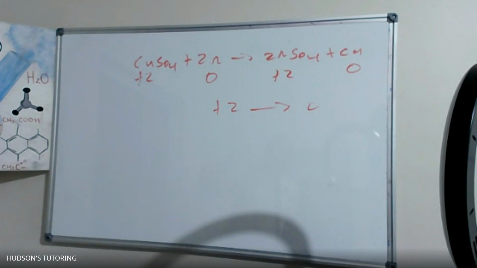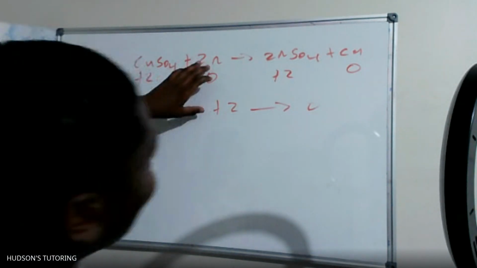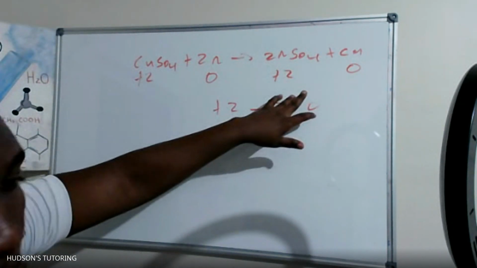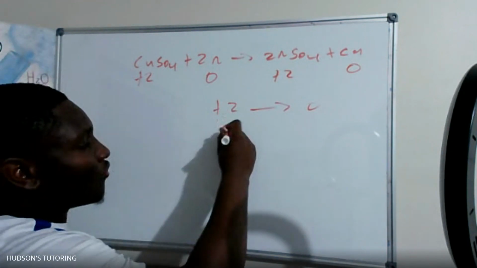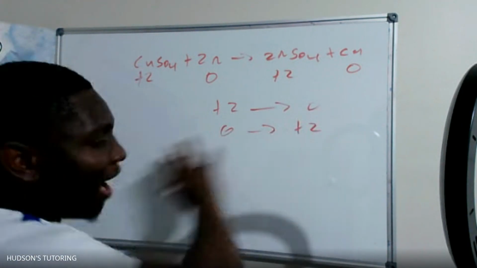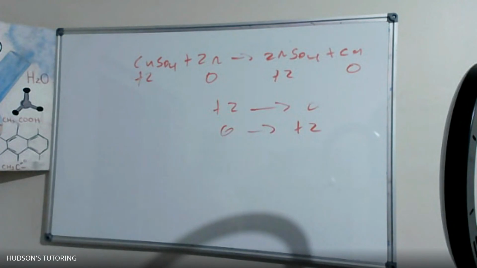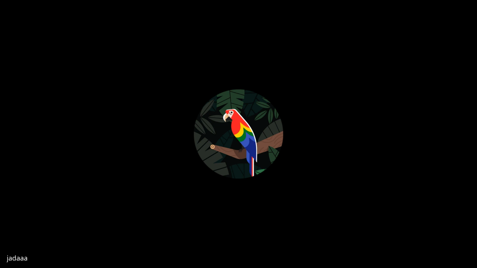Let's look at zinc. Zinc moved from 0 to +2, so because it moved from 0 to +2, it oxidized. There's an increase in oxidation state. You following me? All right, let's look at one more example.